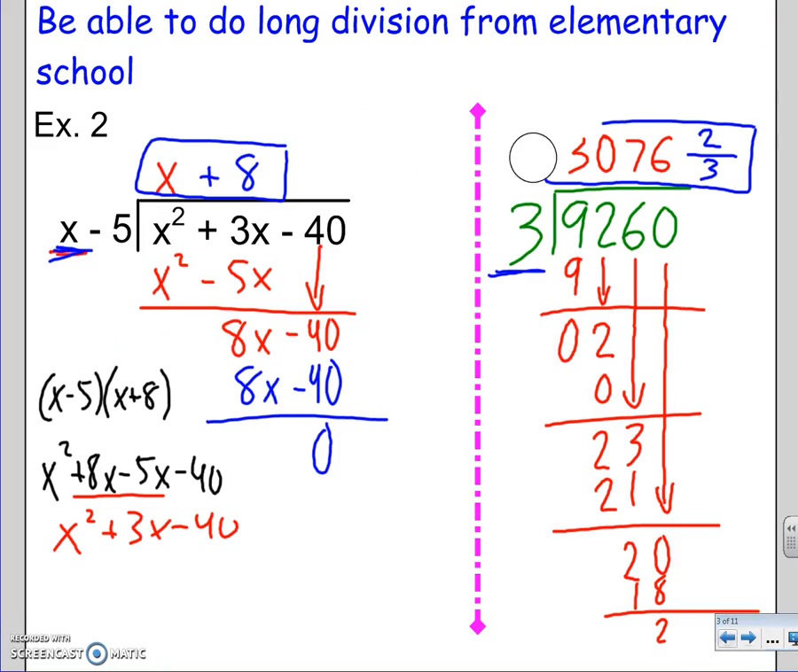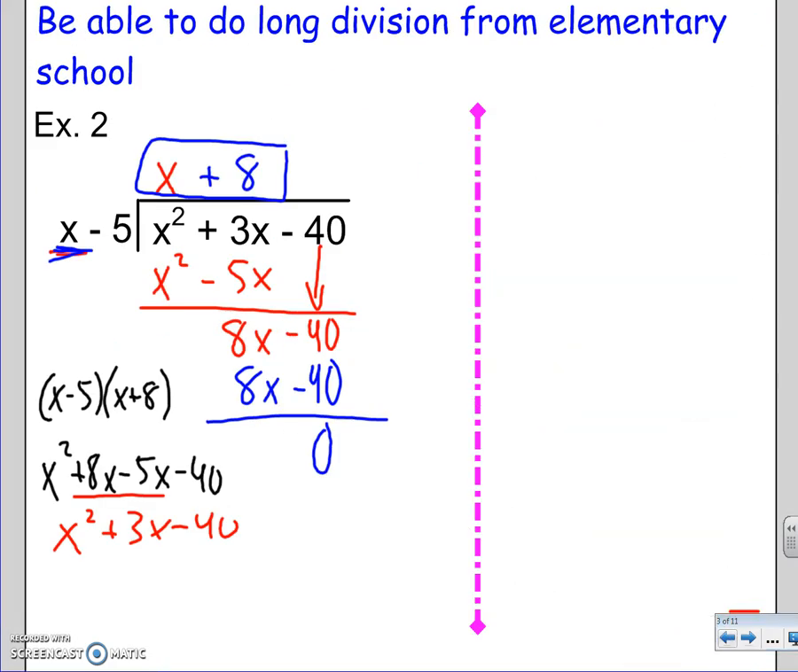So let's do synthetic real fast on this one. So in my box would be the root. Well, x minus 5 is the factor, 5 is the root. In here I have the coefficients. In front of x squared is 1, in front of x is 3. The number without anything is -40. So remember the degree is 2, I need 3 terms. All I do is that technique.